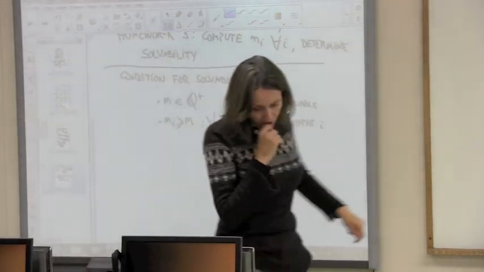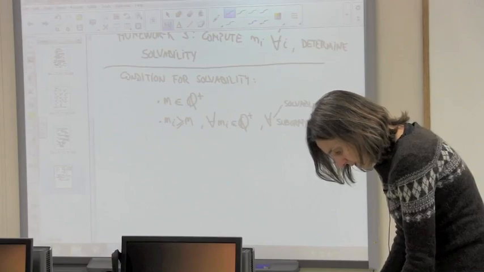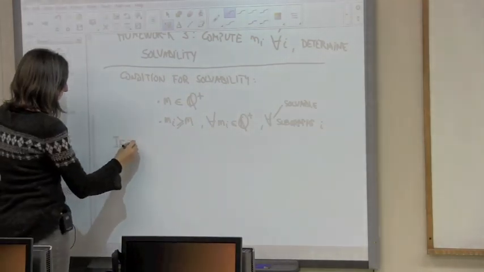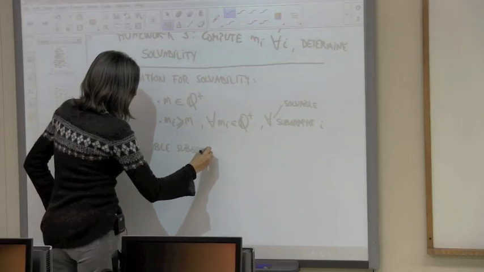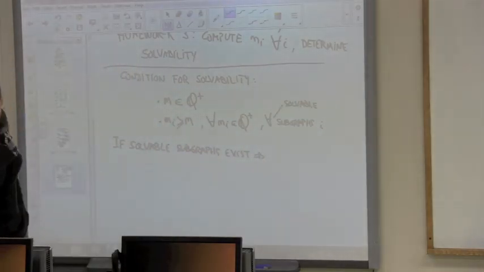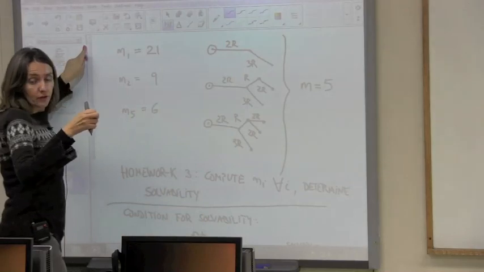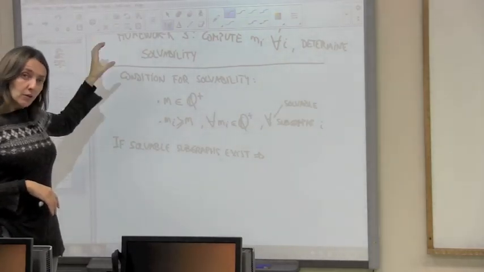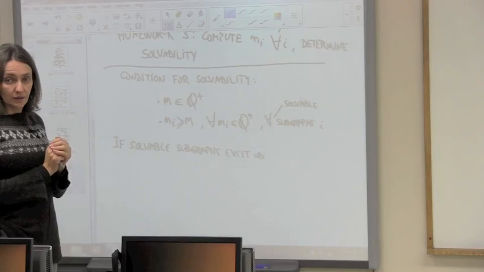But, well, let me tell you maybe what you can do. Let me see. So what if you have solvable subgraphs, like in this case? If solvable subgraphs exist, so for instance in this case we could just solve for this one by itself, for this finger. So if you have solvable subgraphs, you can solve first for that subgraph and then, knowing those values, solve for the rest of the graph. So you can do a gradual solving of your graph. That's a possibility.